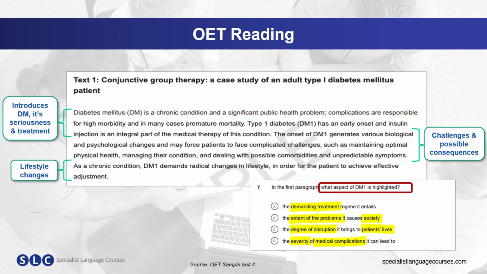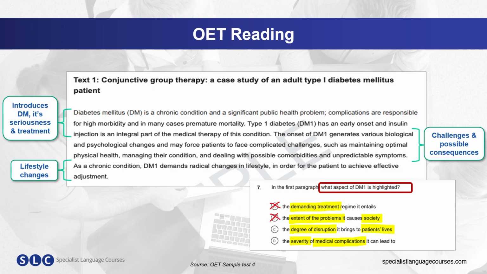We can now eliminate incorrect options. Option A is incorrect because it doesn't talk about the demanding treatment regime. It just mentions insulin injection being part of the treatment. And it isn't B, as it only talks about problems for individuals, not society. So now we need to decide between options C and D. Which one do you think it is?